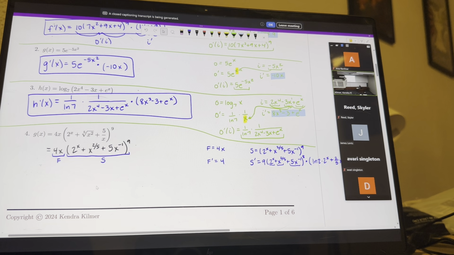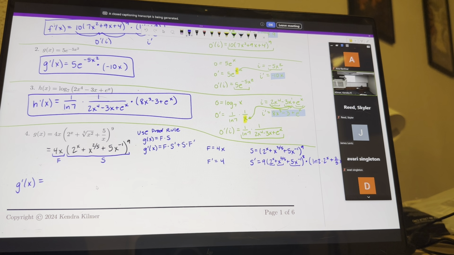Okay, so then we recall what we were doing. We're finding the derivative of this g. G was written as a product of two functions, so we have to use the product rule. If g of x is equal to f times s, its derivative is the first, f, times the derivative of the second, s prime, plus the second, s, times the derivative of the first, f prime.